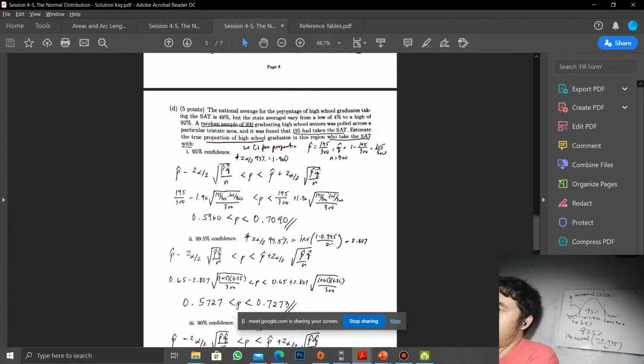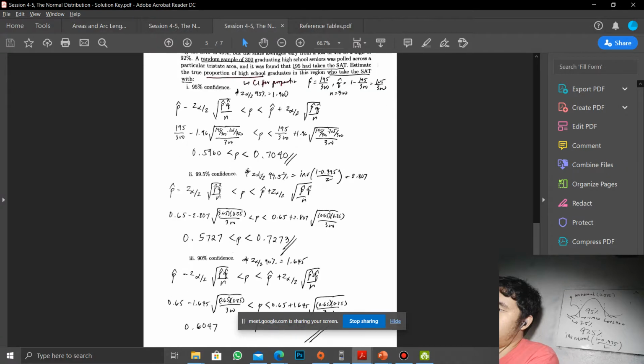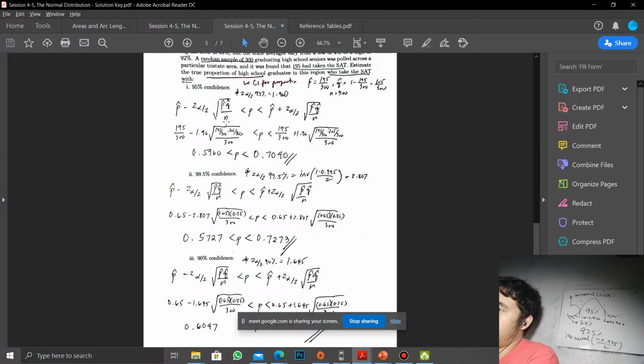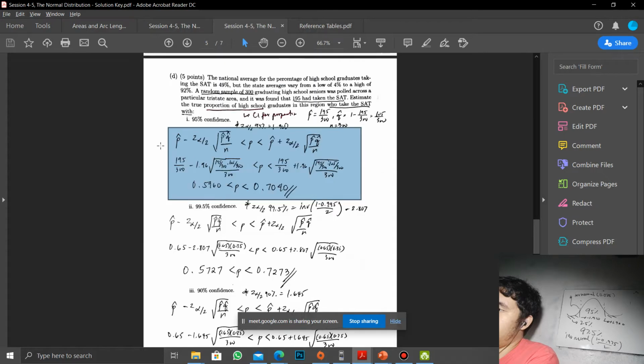Z-score is 95%. Z-score, diba, is inverse ng, pero sige, discuss ko na lahat, no? Basta get the necessary Z-score. Then use the formula, plug it in. For 95% confidence, you'll get this interval. 0.596 less than P less than 0.704.